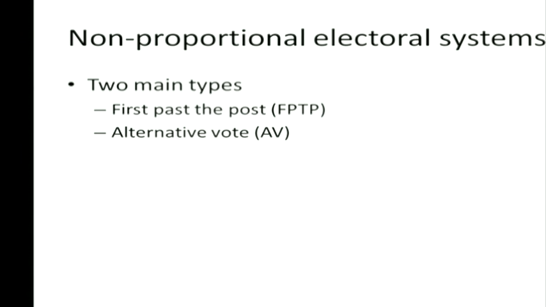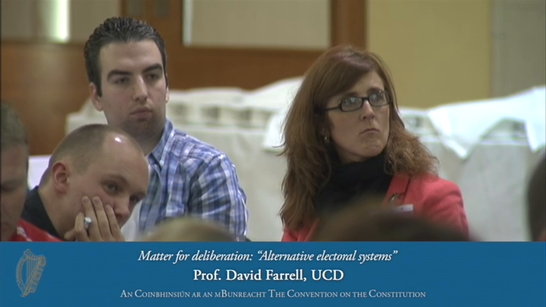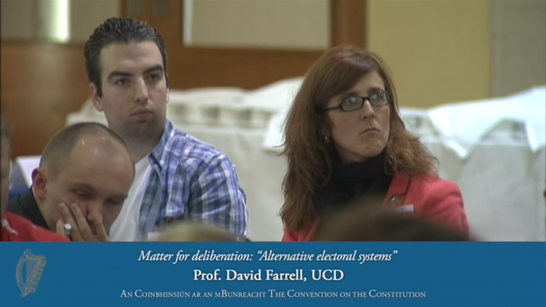And they come in two main types. The British first past the post, which, as you've seen, is also used in Canada, the United States, and India, among other big countries. And then the alternative vote, which, as I think Michael Marsh was saying, is sometimes referred to in this country as single seat, single transferable vote. We use the alternative vote to elect the president. So Michael D. Higgins was elected using that system. And we also use it in by-elections.